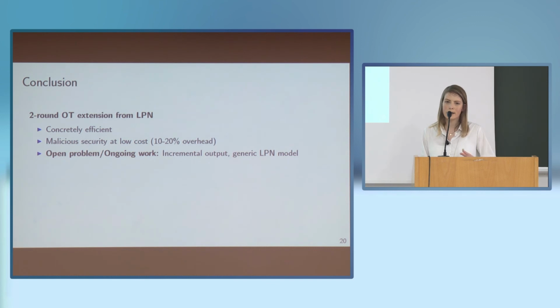And open problems, also things we're looking into: what would be super cool is to get a PCG where you have incremental output. If you don't want, say, 10 million OTs at a time, but you just exchange a short seed and then you can get OTs whenever you need them. I mean, dream goal for the rest of your life. And the second thing is to formalize the black box flavor, which is more of theoretical interest: formalizing the black box flavor of our construction in a generic LPN model.